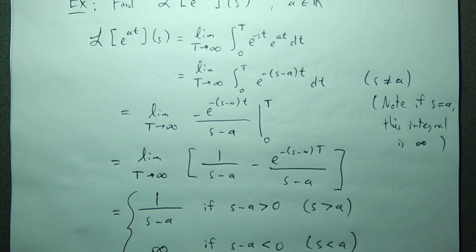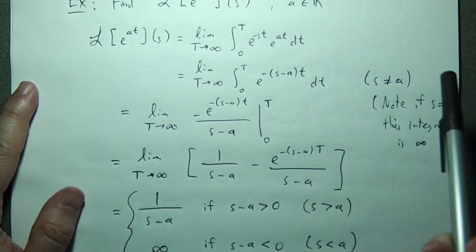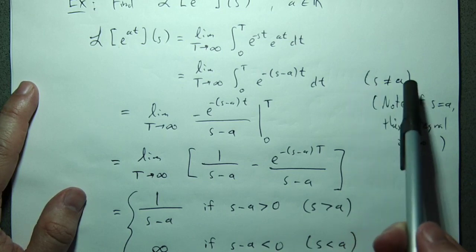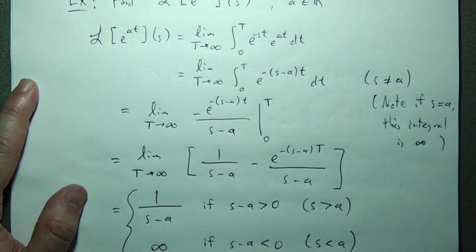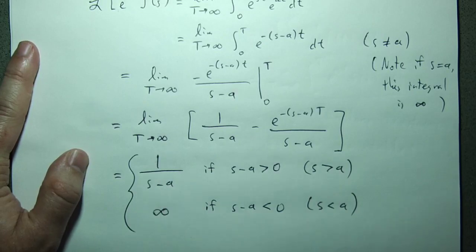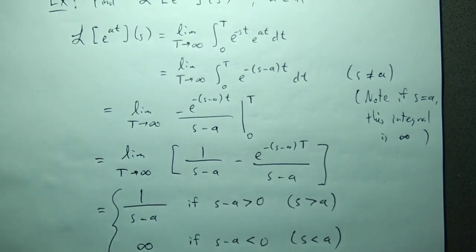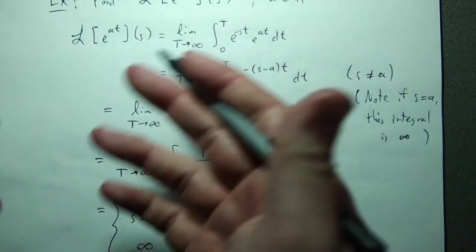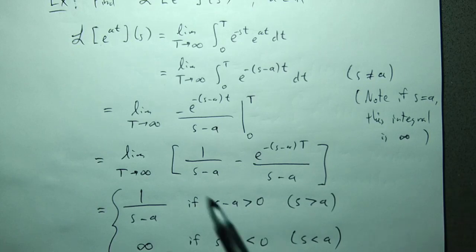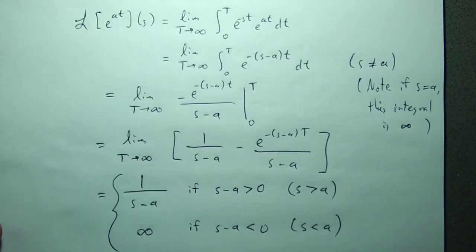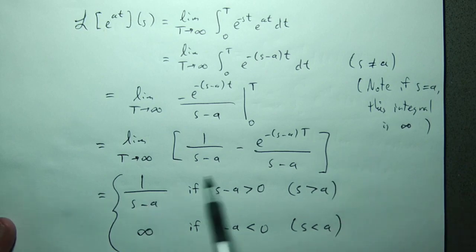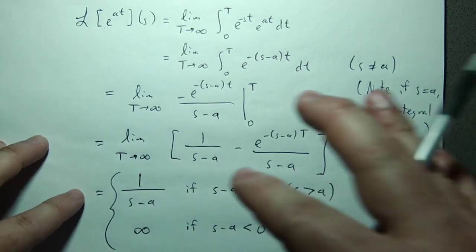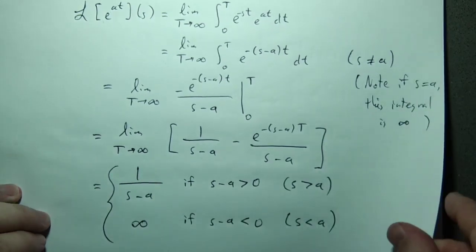And so it is either, if s is equal to a, it's infinity. If s is bigger than a, it's 1 over s minus a. And if s is less than a, it's also infinity. And so the way that we define the Laplace transform is we say that we only consider this thing having a Laplace transform wherever this is defined. We don't care about infinity. We toss that out. And so this is actually only defined for some particular s values, s bigger than a. And so the way we would express this is the following.